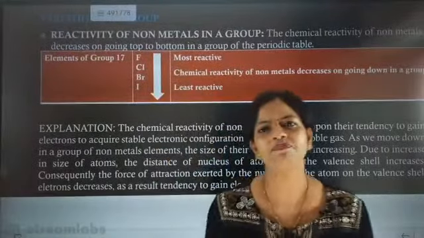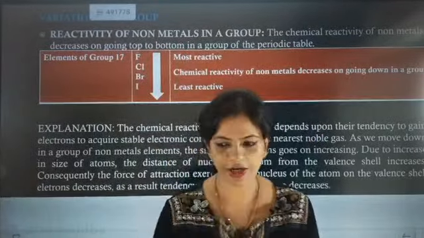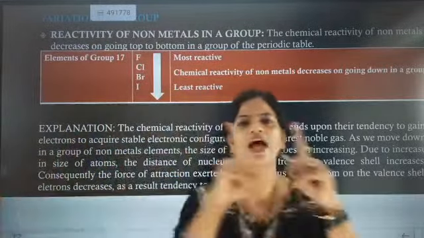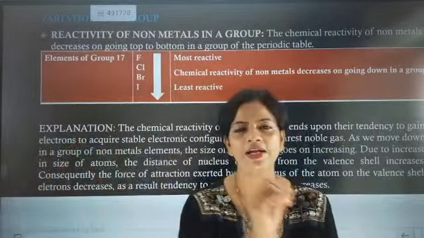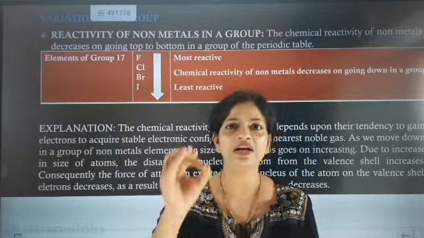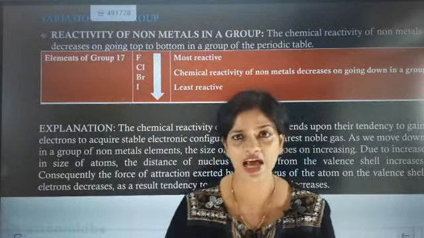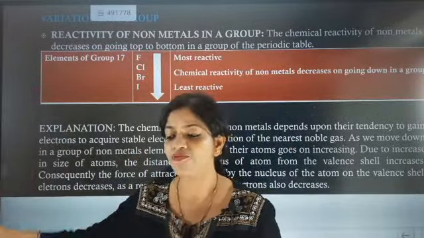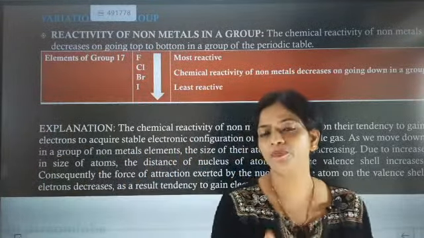Come on, quickly type the content for me: on going from left to right in the periodic table, how does the chemical reactivity behave? How does the chemical reactivity behave on going from left to right in the periodic table?